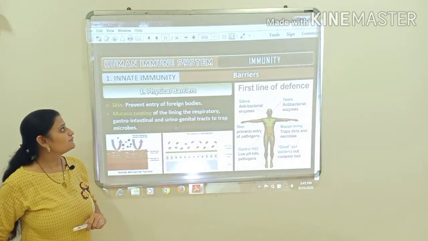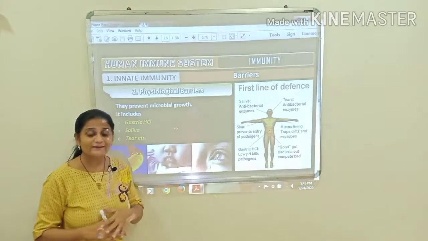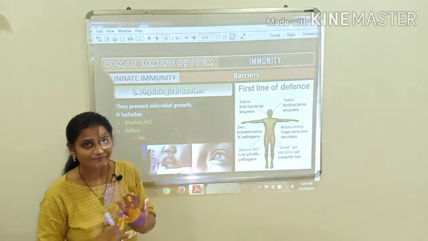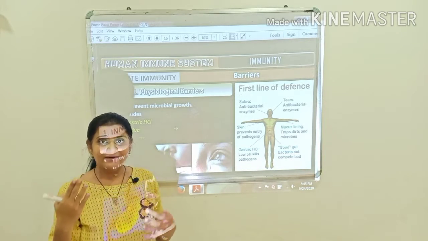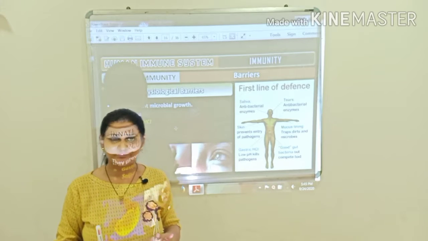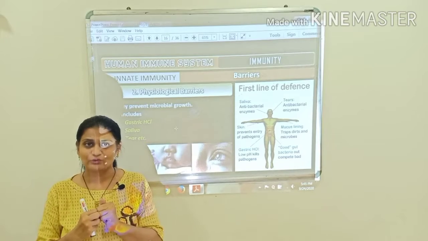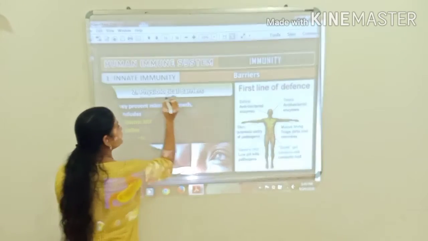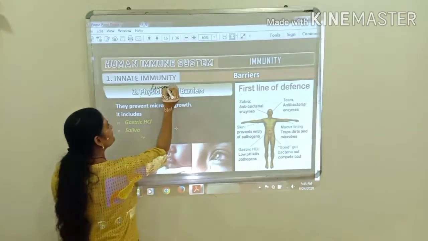Okay, now let us move to the second type of barrier. The first type of barrier, that is skin and mucus, is non-living. ठीक है, skin क्या है? Skin is made up of dead cells, right? So it is non-living, right? Mucus is the sticky substance that traps the pathogen. Again, it is non-living. But here, the physiological barriers are the living cells.